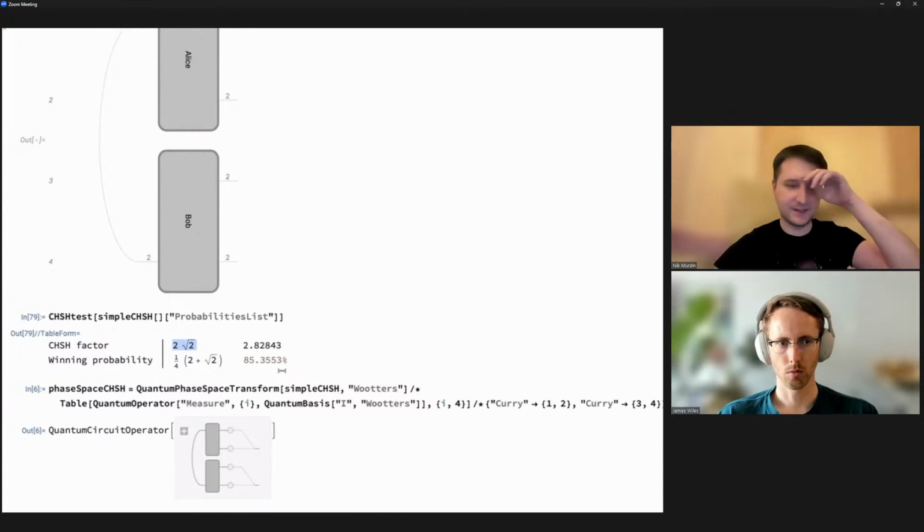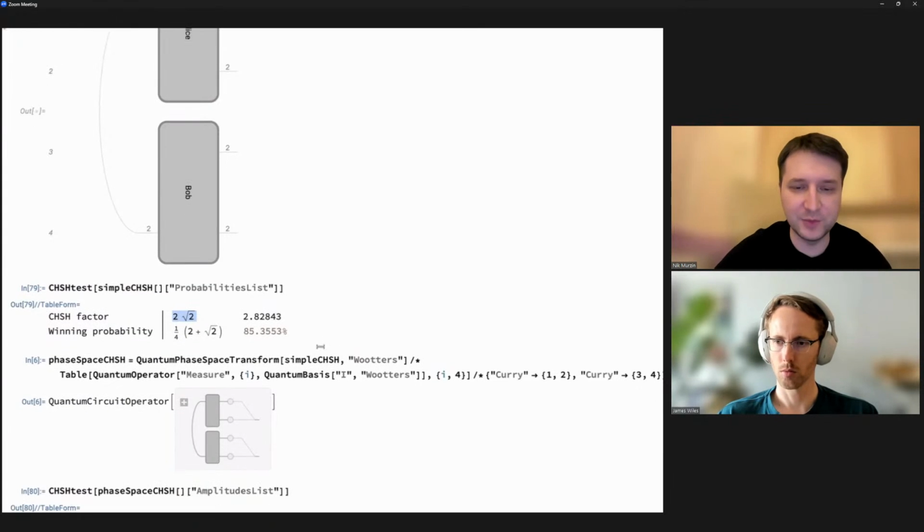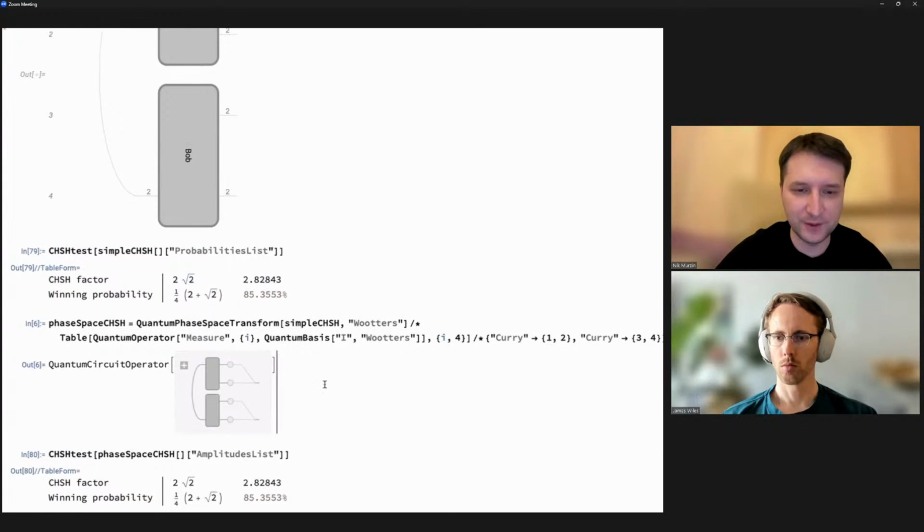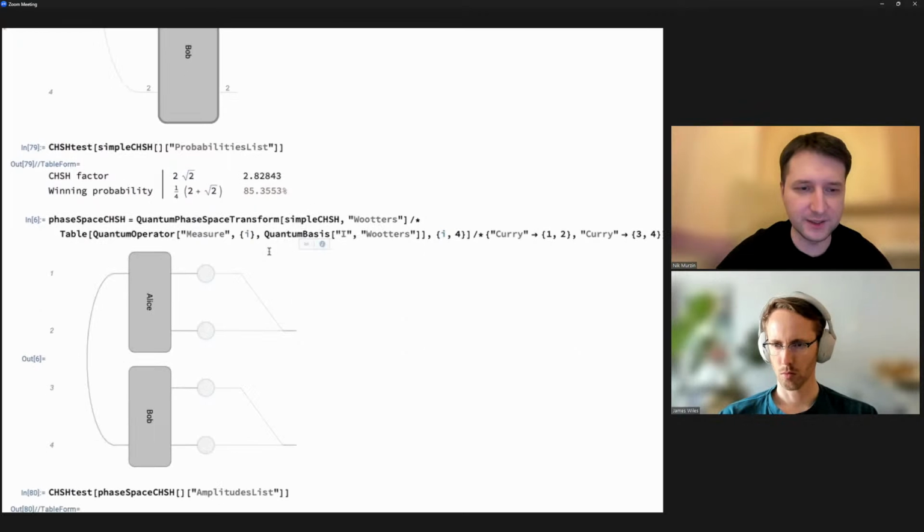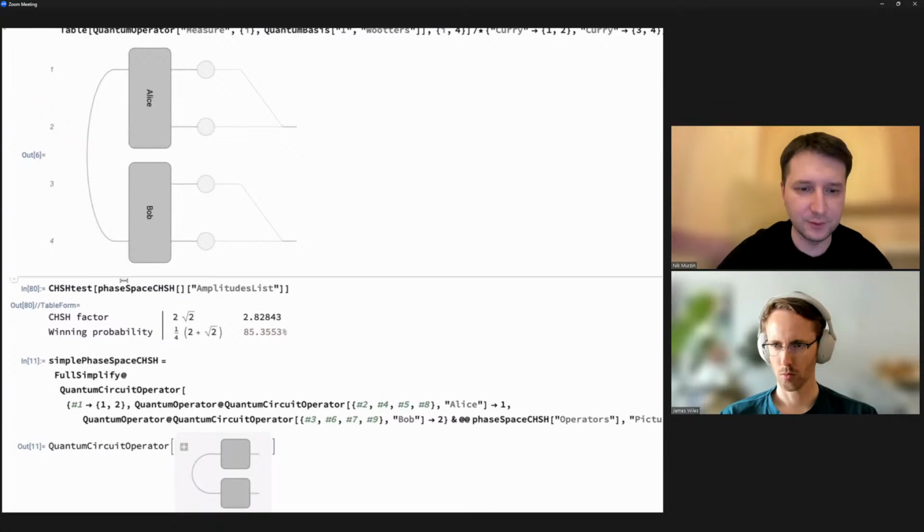So the next simplification is a little bit more involved. We're actually gonna transform it in a way.